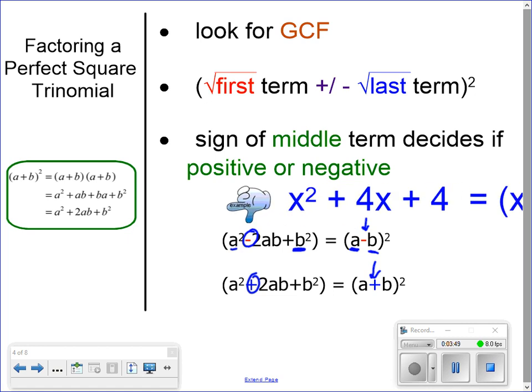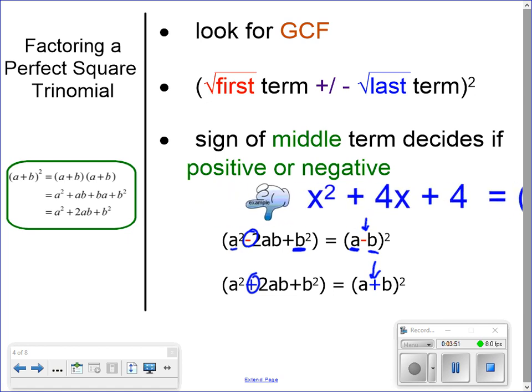So we have x squared plus 4x plus 4. This is a perfect square trinomial. The first term is a perfect square. The last term is a perfect square. And if I take the square root of x squared, that's x. If I take the square root of 4, that's 2. And then twice 2x is 4x, so that gives me that middle term.